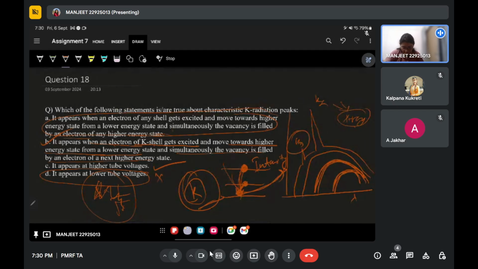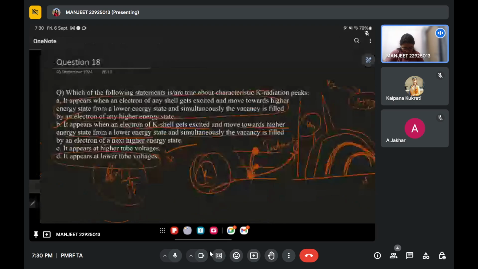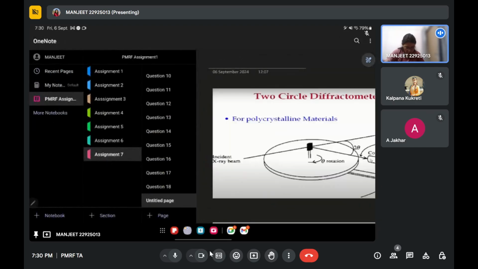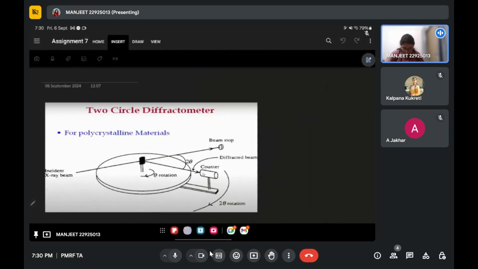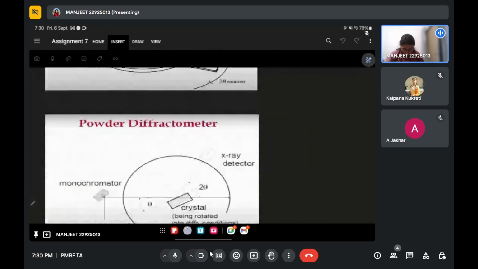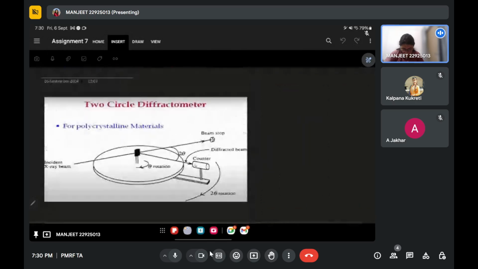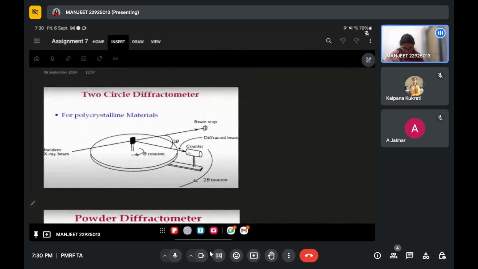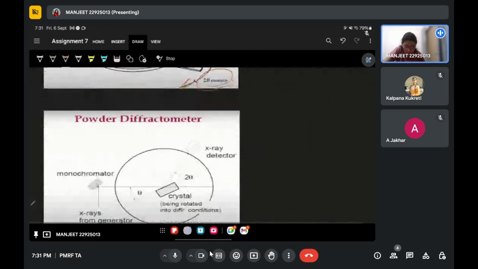This is all about question number 18. These are the diffraction methods that we generally use. This is the two-circle diffractometer, used for polycrystalline material, where the sample rotates with theta, but the counter, that is the detector, moves at double the speed. This is one of the methods for powder diffraction.